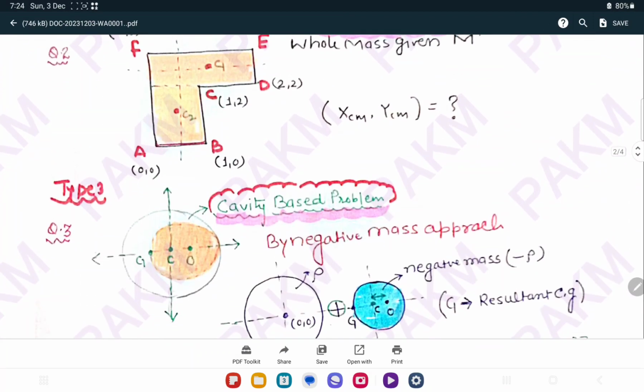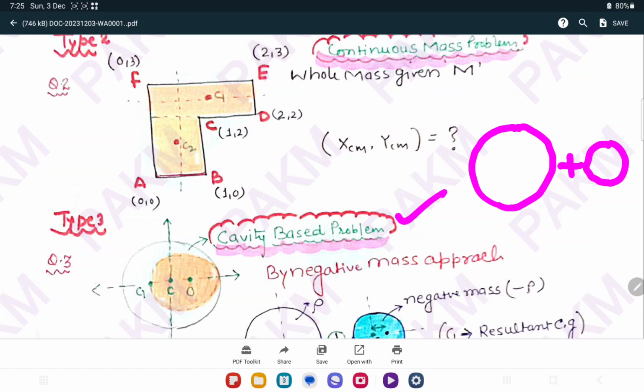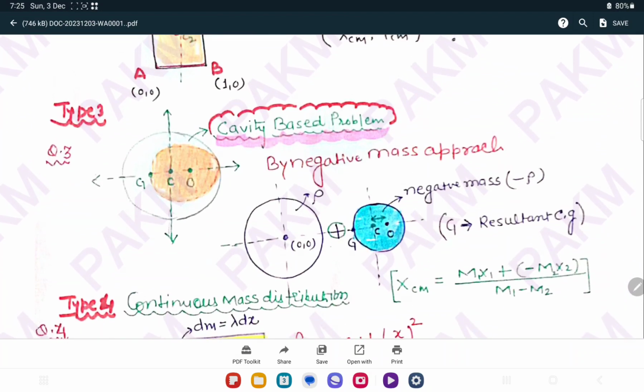So let's talk about the third type. The third type is based on problems involving a cavity. Here the whole sphere is there, and some cavity is cut out of it. So this is the situation. Always remember, whatever cavity is getting cut out, you have to draw the situation in the given manner.